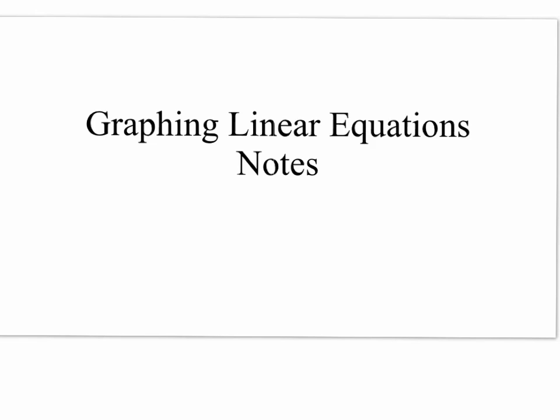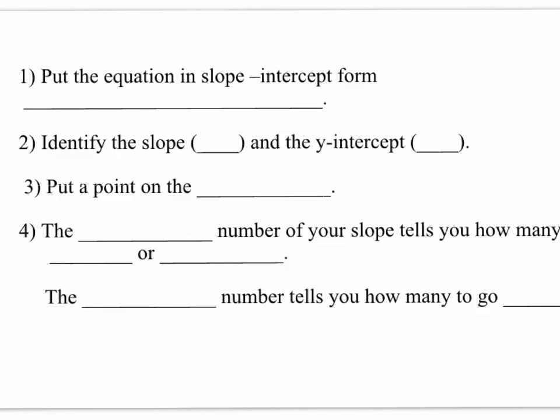Today we're going to look at graphing linear equations. The first thing that we're going to do to graph a linear equation is to put the equation in slope-intercept form. Remember that is y equals mx plus b. So that's when you take an equation and solve it for y. Then we're going to identify the slope, which is the m from that equation, and the y-intercept, which is the b from your slope-intercept form.